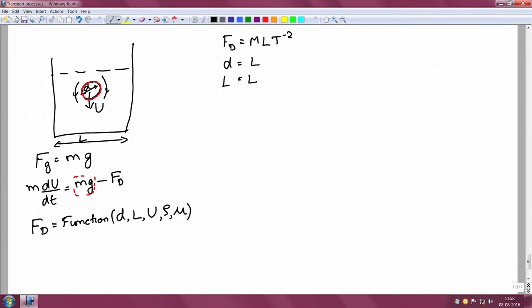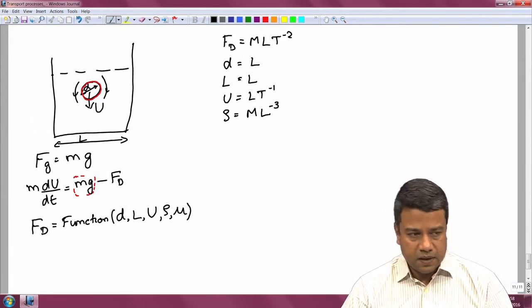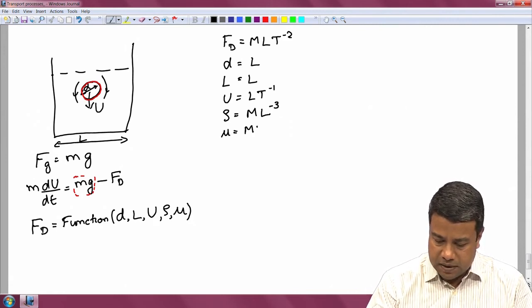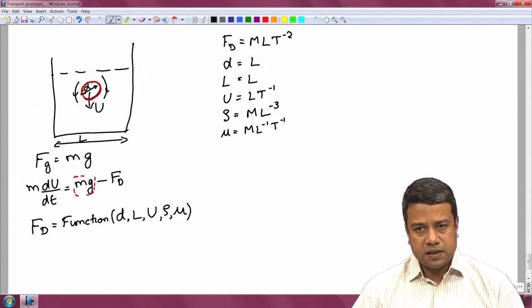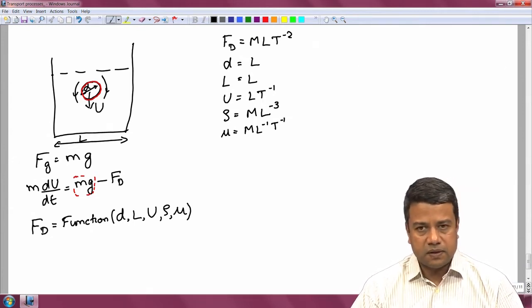The velocity of course is distance moved per unit time. The density is a mass per unit volume, and we had seen what is the dimension of the viscosity, mass length inverse T inverse. We got that from Newton's law of viscosity, stress is equal to the viscosity times velocity difference by time, and that is how we had got this dimension.